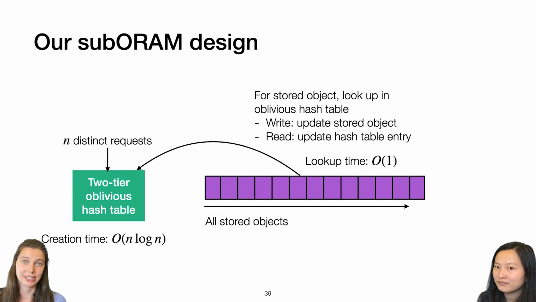Now we're going to scan through all the stored objects, and for each object we're going to perform a lookup in the two-tier oblivious hash table. If there's a write, we're going to update the stored object, and if it's a read, we'll update the hash table entry. And we can hide whether it's a read or a write using oblivious compare-and-set. At the end of this, we'll just send the two-tier oblivious hash table back to the load balancer.